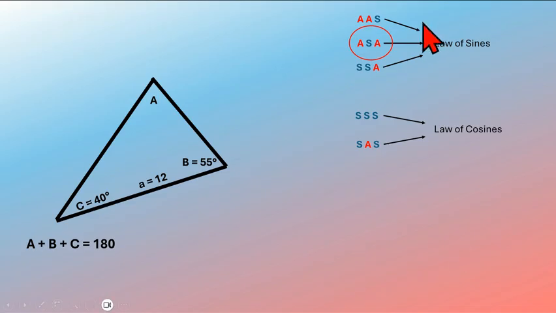The thing that is unique about the ASA triangles is that you cannot start out using the law of sines, right? To use the law of sines, you have to have a known angle and a known side that is directly across from the angle. So you can see that we know 55 degrees, but we don't know what is the side B over here. We know that angle C is 40 degrees, but we don't know what the size of side C is.